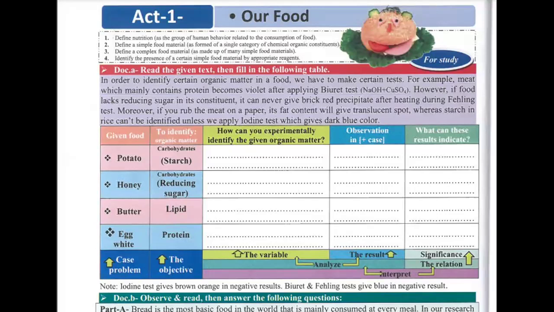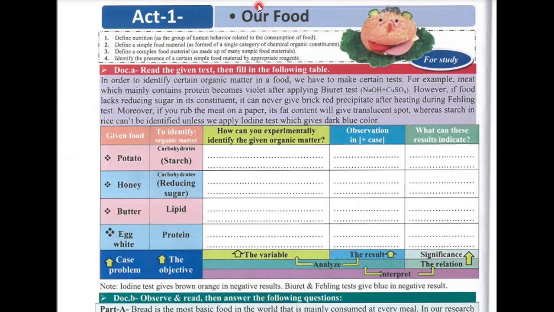We are talking about digestion, which is the chemical transformation of complex food molecules into simple ones. I will start by solving some questions in activity 1. It is on page 18 in your book. Remember that we might have different book numbers or page numbers, so make sure to open it on the right page. It's activity 1 entitled Our Food.